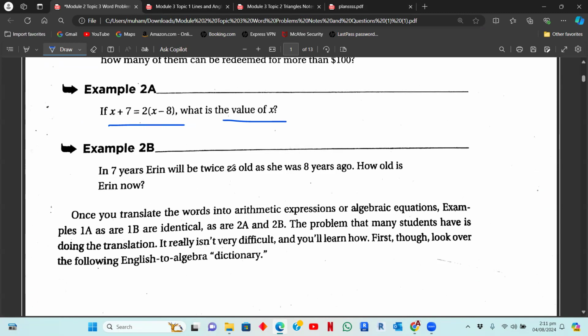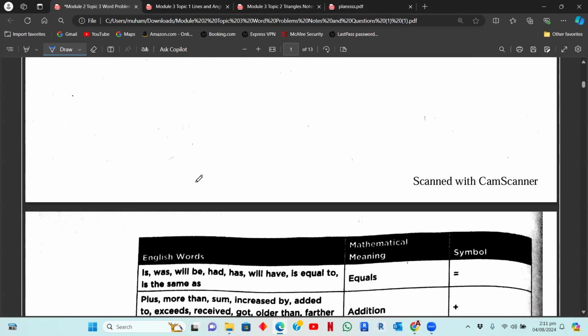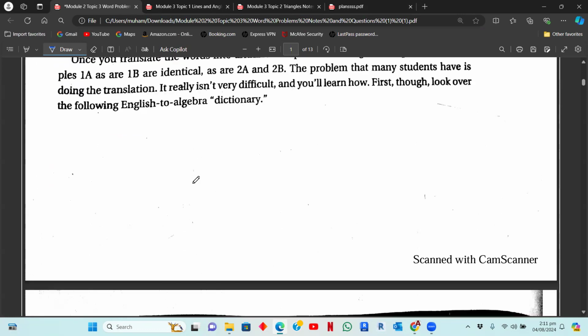In 7 years, Erin will be twice as old as she was 8 years ago. How old is Erin now? So in this case, you're going to form a particular equation out of the information that you have, and then you will solve it.